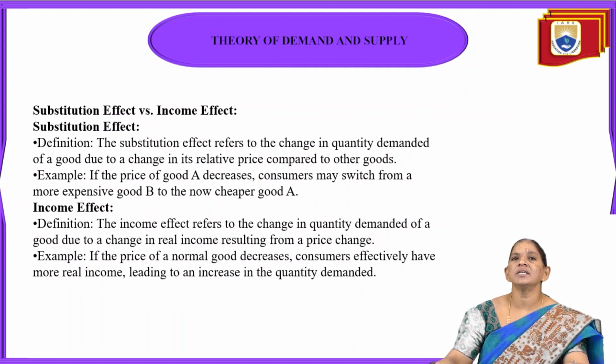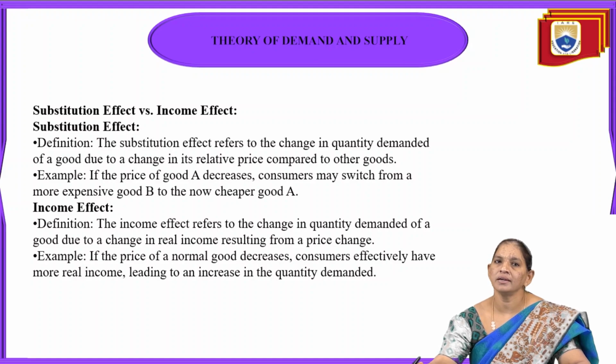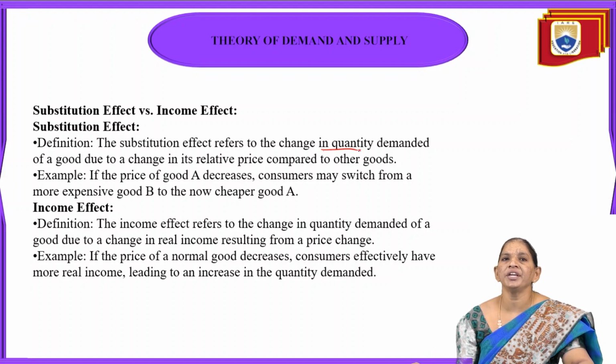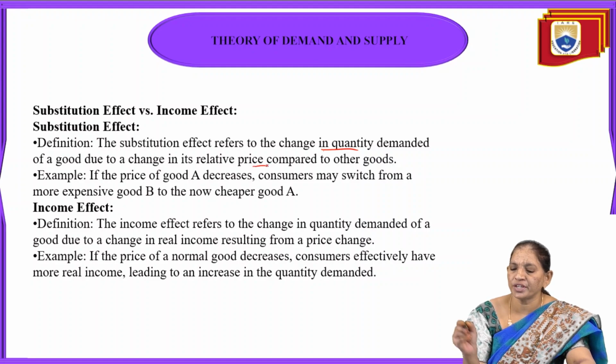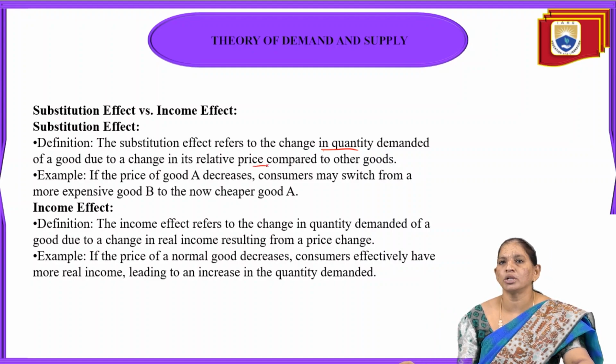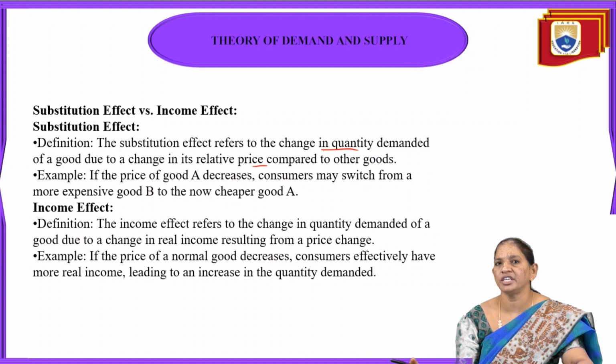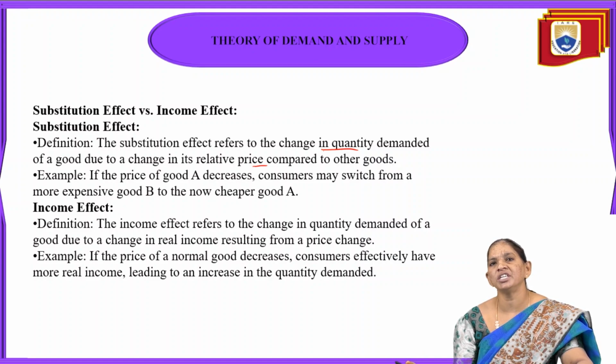Next, we see the substitution effect versus the income effect. The word substitution itself refers to the change in the quantity demanded of a good due to the change in the relative price of a compared product or compared to other goods. Means it is an alternative good. Substitution goods or alternative goods. Maybe you can purchase A or B, for example tea or coffee. Maybe you can go for satisfaction of our demand or need, with tea or with coffee.